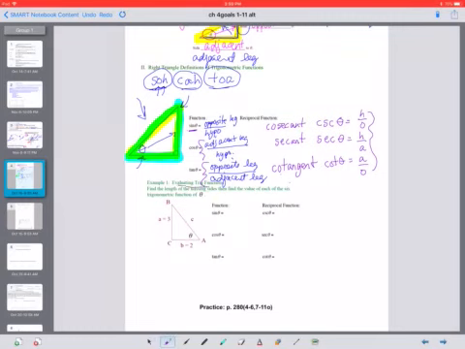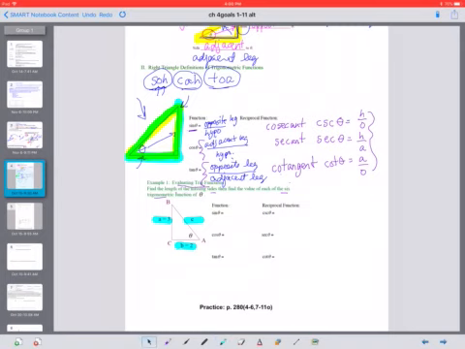Evaluating trig functions. Find the length of the missing sides, then find the value of each of the 6 trigonometric functions. And when I say the 6, I mean the original functions, sine, cosine, tangent, and the reciprocals, cosecant, secant, and cotangent. Well, if we look at triangle ABC, I notice that we have already been given side B and side A, but we have not been given side C.